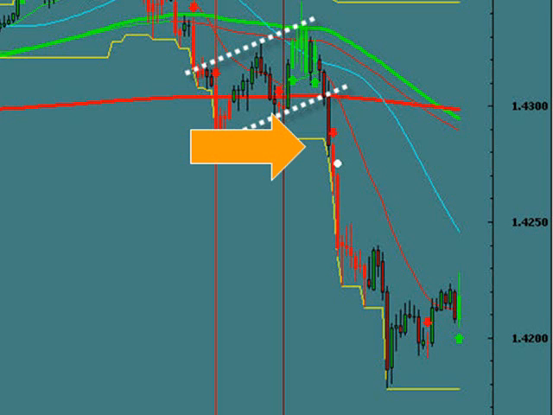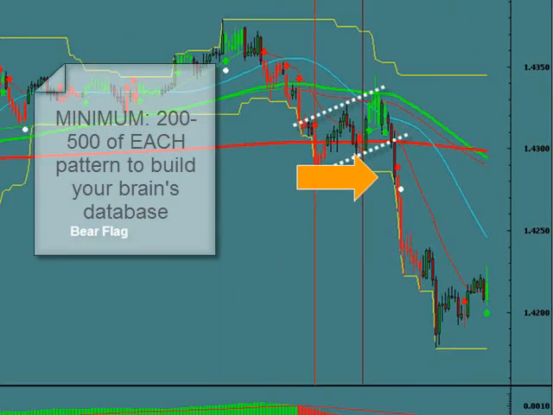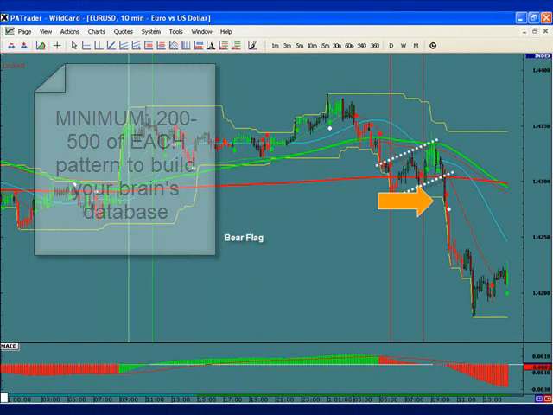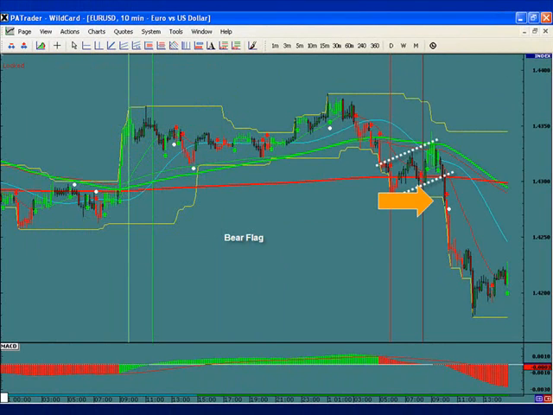So how do you learn to do patterns? Well, it takes between 200 and 500 of each one of these patterns that you physically draw on the charts yourself to build a database in your brain. Once you've done 200 to 500 of each one, and by the way, you only do one pattern at a time. So if you're going to do bear flags today, you're going to go in the chart and do 200 bear flags.